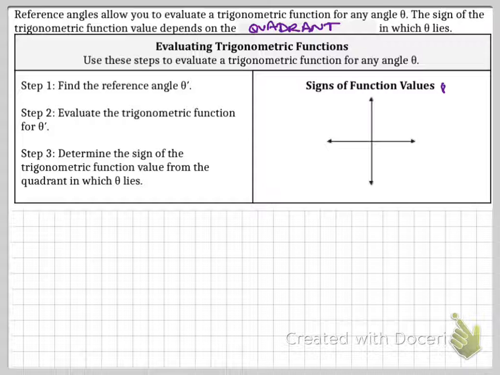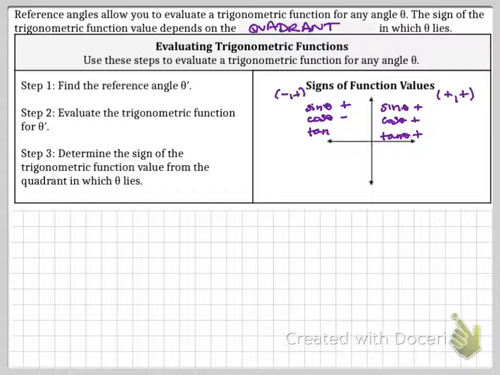So looking at quadrant 1, we know that those signs are positive, positive. X is positive, Y is positive. So therefore, sine of theta is positive, cosine theta is positive, and then tangent of theta is also positive. Quadrant 2, the X is negative, the Y is positive. So therefore, sine of theta, the Y value is positive. Cosine of theta, that is the X value, is negative, and then tangent theta is Y over X, which is negative.